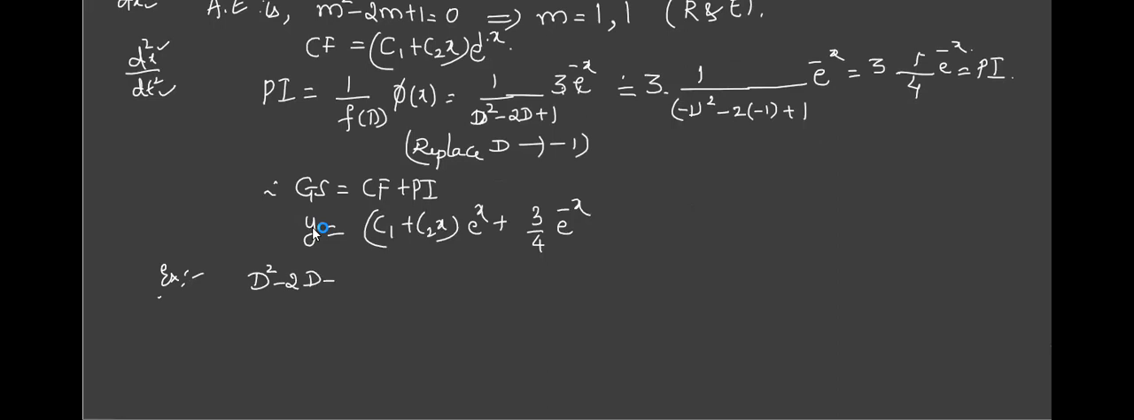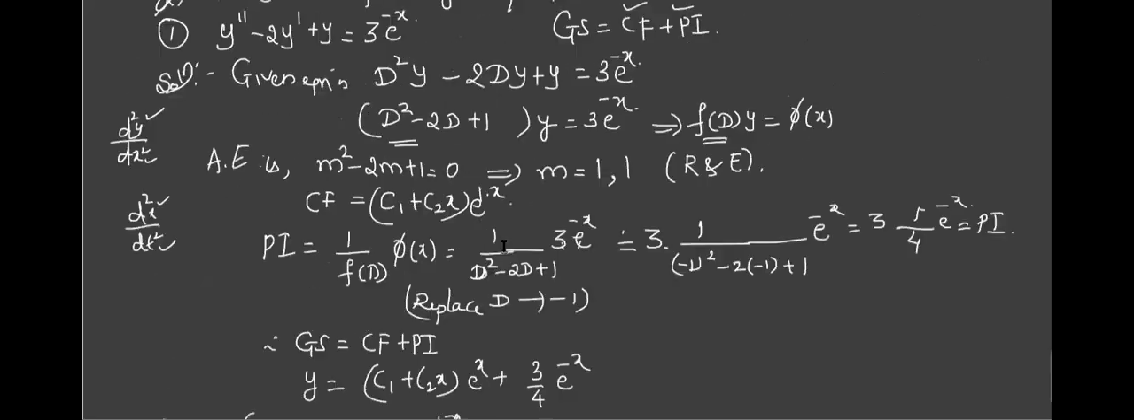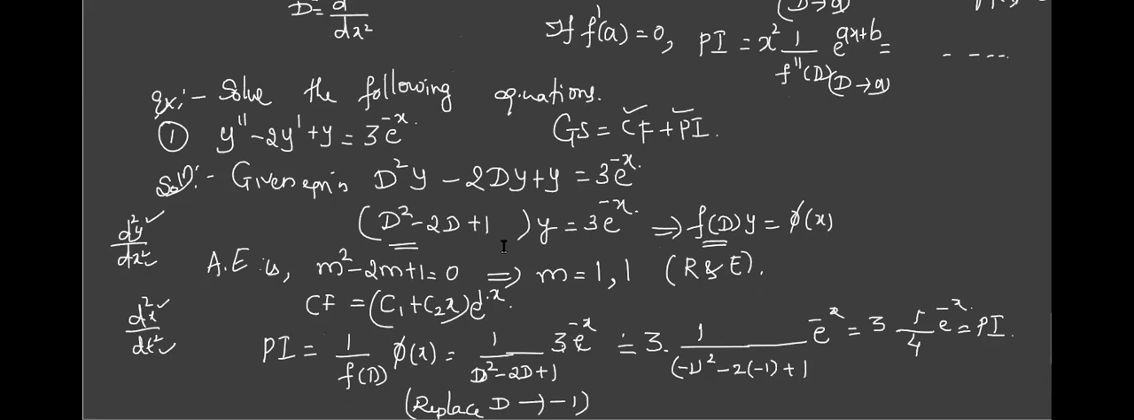Now write down this: (D square minus 2D plus 1) y equal to 3 into e raised to plus x. Just now I changed it. No, let me go back to that example: e raised to plus x. Now here the LHS part is the same. So can you tell me what will be the CF? CF is going to be the same or different?